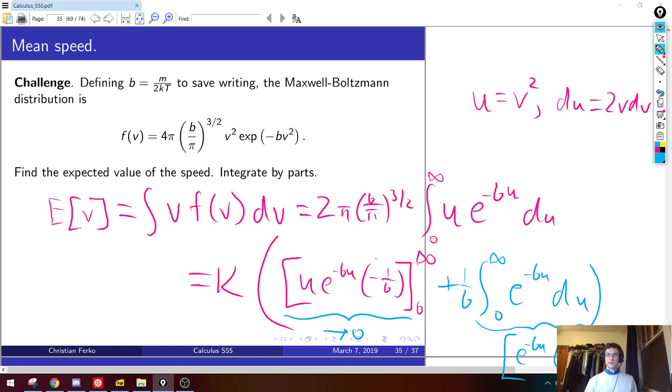Good. Okay. So I think we have a 1 over b squared, actually, because there's an overall 1 over b here, and you say we get a 1 over b from this integral, and then there's a k outside, which is supposed to be 2 pi b to the 3 halves, or b over pi to the 3 halves.